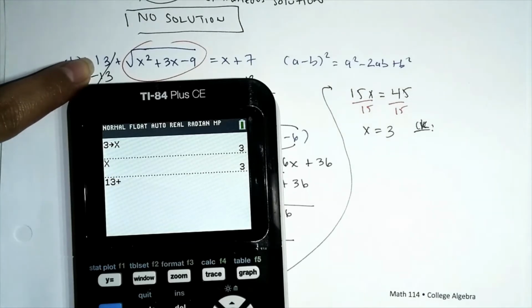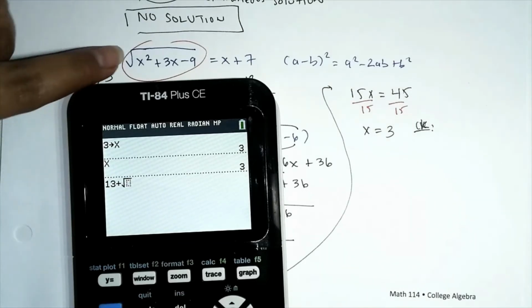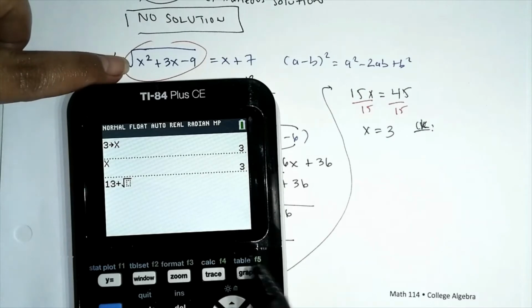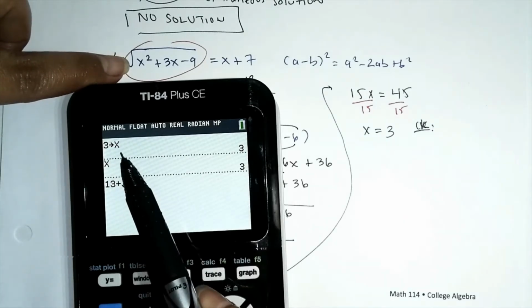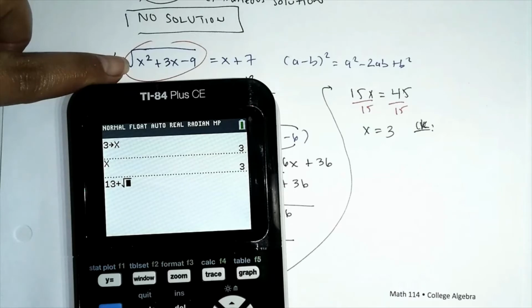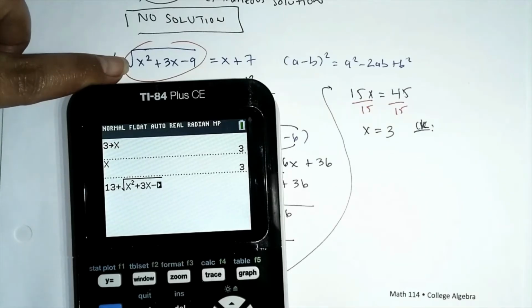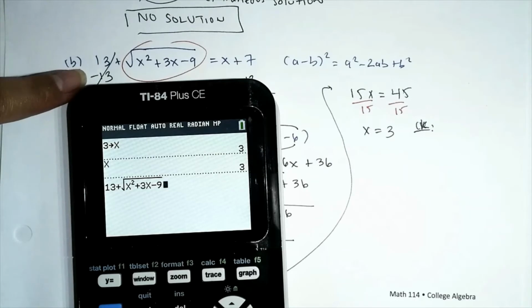Okay, so we have 13 plus the square root. We're not going to put 3 squared. Why? Because we already saved 3 as x, so we can just push x. So 13 plus the square root of x squared plus 3x minus 9, and let me get out of the radical. Okay, so when I check it, we are going to see what the left side gives us.